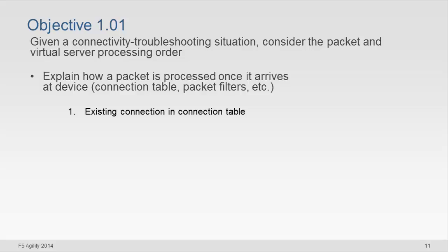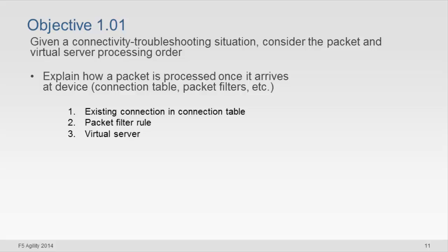If there is no existing connection in the connection table, the next order of operations for the operating system is to see if there's a packet filter turned on, enabled, and if there's a packet filter definition that will block or disallow this traffic to happen. So if there is a packet filter enabled, is there a packet filter rule that blocks this traffic or allows it, for that matter?